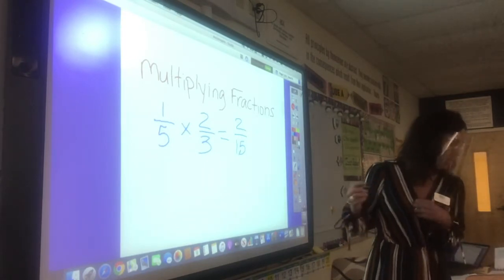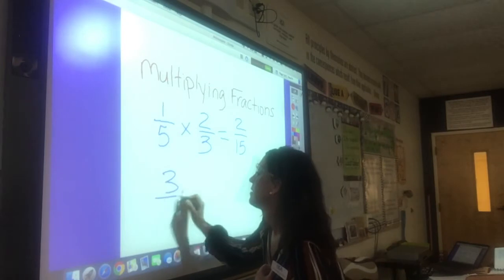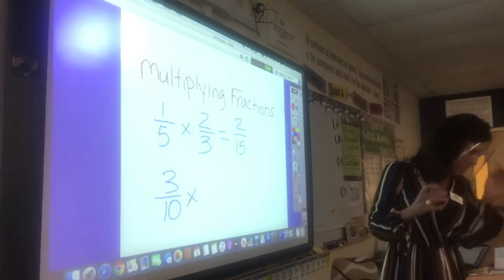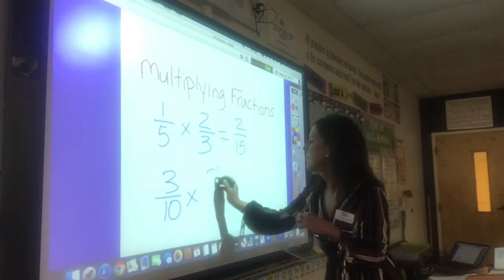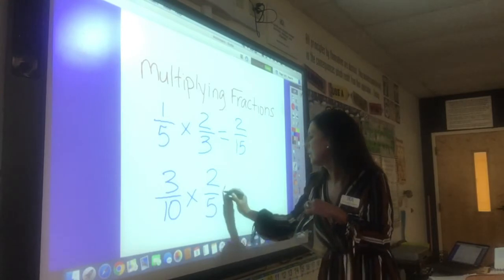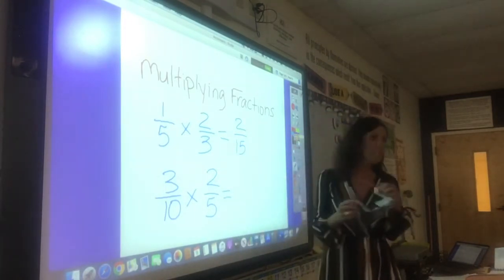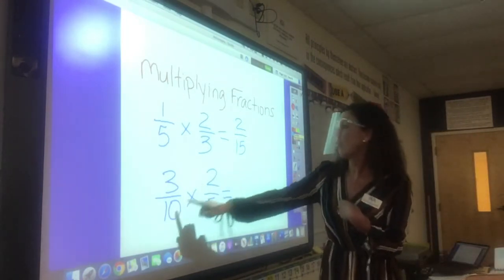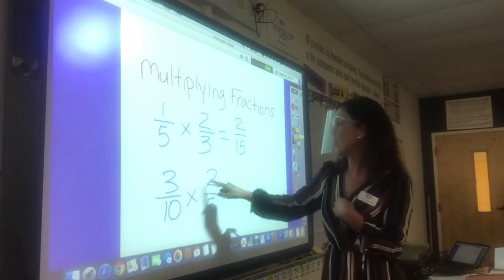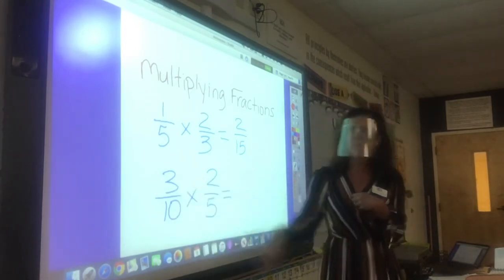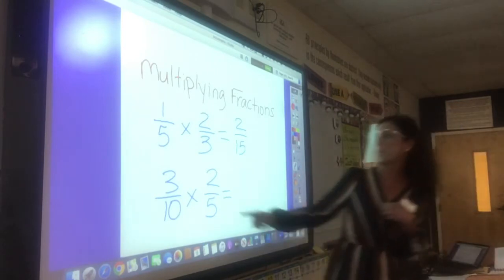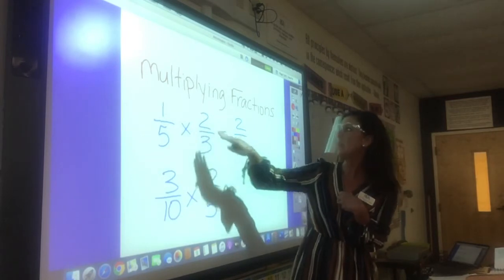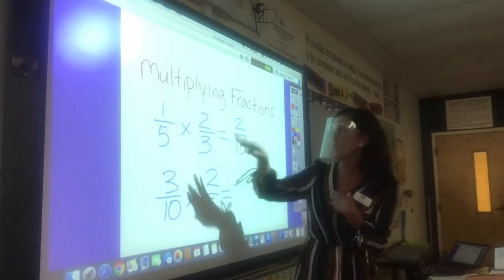Okay, so write 3/10 times 2/5. Okay, now this problem is different than the last one, okay? So you look at numbers that are across from each other, and you see if they have anything in common that goes into both. So for instance, in the last problem, we didn't need to worry about that because 5 and 2 don't have anything in common that goes into both of them. And 3 and 1 don't either.